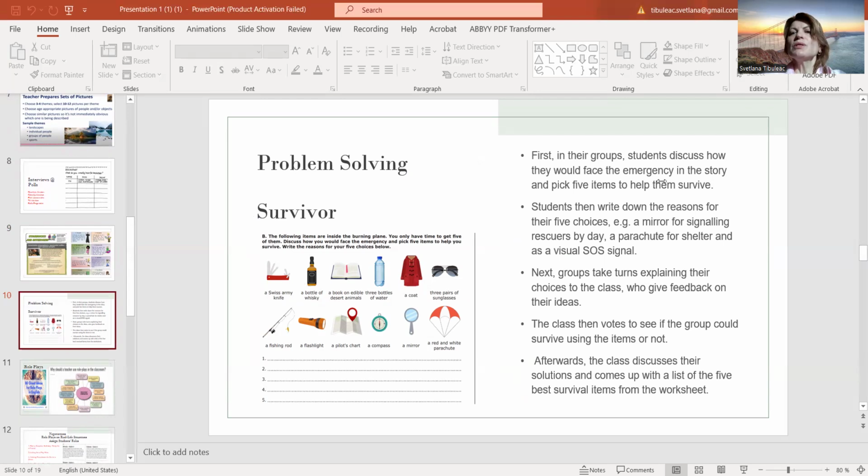First, in their group, students discuss how they would face the emergency in the story, and they pick 5 items to help them survive. Students then write down the reasons for their 5 choices. Next, groups take turns explaining their choices to the class, who give feedback on their ideas. The class then votes to see if the group could survive using the items or not. Afterwards, the class discusses their solutions and comes up with a list of the 5 best survival items of the workshop.